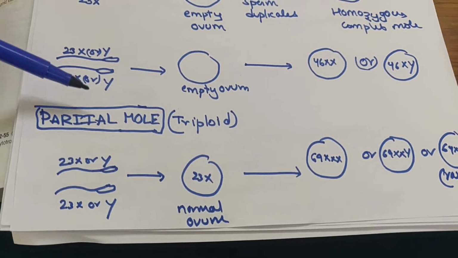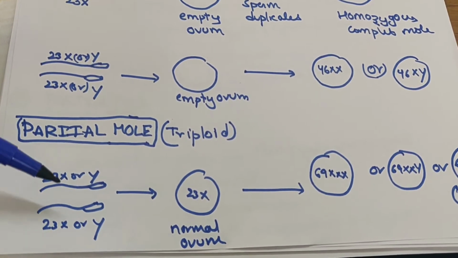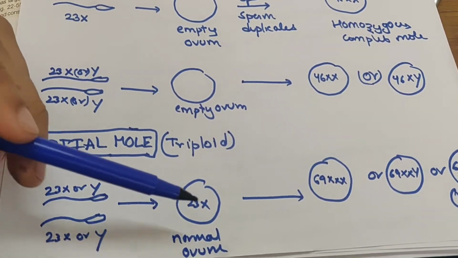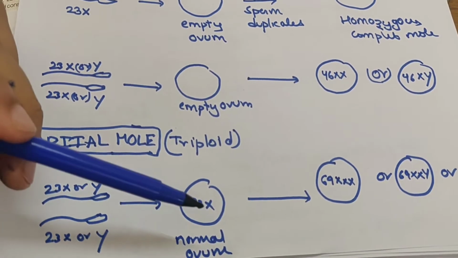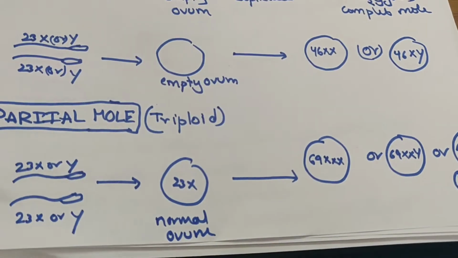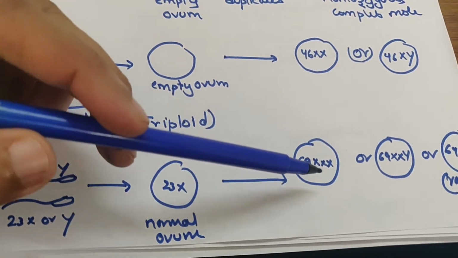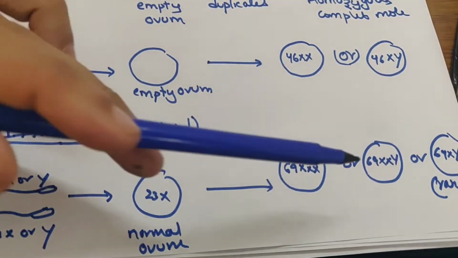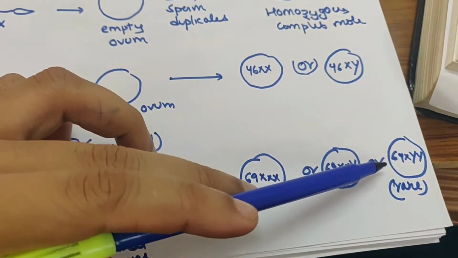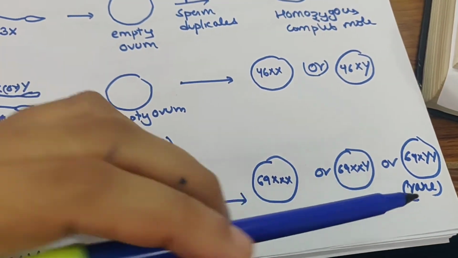Next, coming to partial mole, it is a triploid. How? Because there are two sperms fertilizing a normal ovum. Here there is an empty ovum in complete mole, but in partial mole we have a normal ovum and two sperms fertilize this. So there is a triploid product, that is 69XXX. Whenever these two sperms have 23X with a normal ovum, then 69XXX will form. Or there is 69XXY whenever one sperm is 23X and one sperm is 23Y, and 69XYY when two sperms are 23Y. This is a very rare condition.